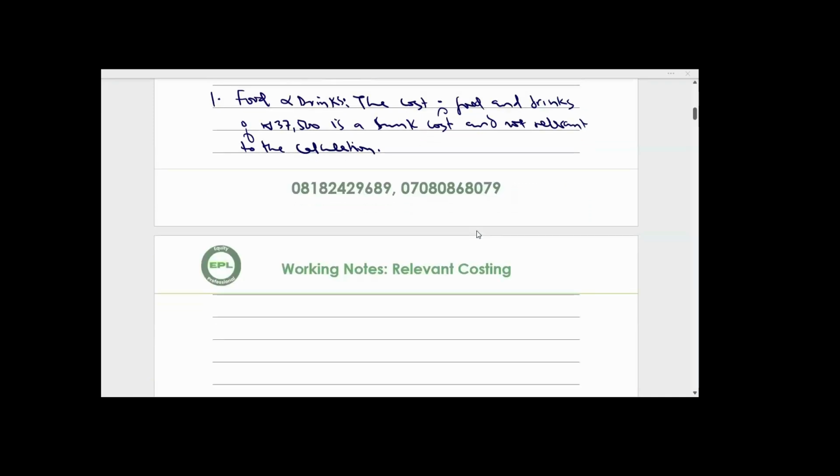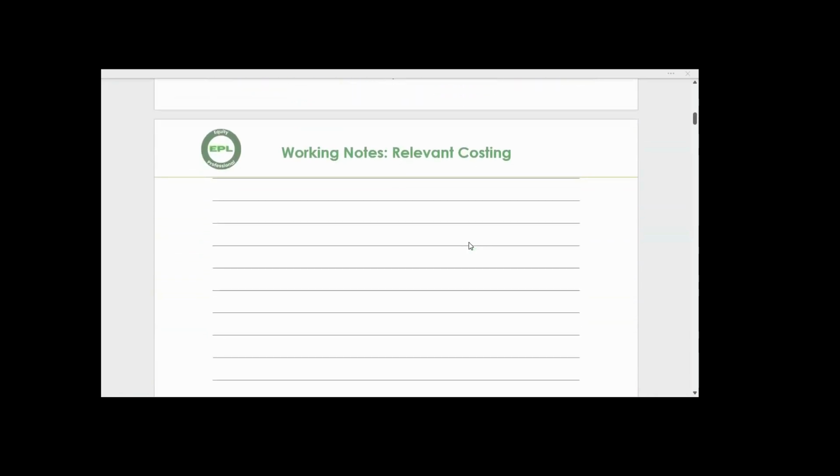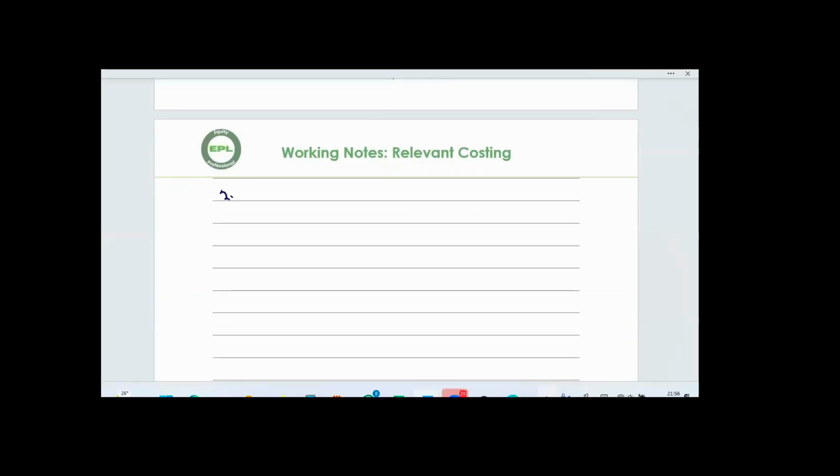All right. So that's how we treated the food and drinks. They are not relevant because it's a sunk cost. Then number 2, the second item as listed by the examiner is material Z. The material Z in the inventory of 5,550 kilograms, we said that cost 5,800 naira. We said it's a sunk cost and therefore not relevant.